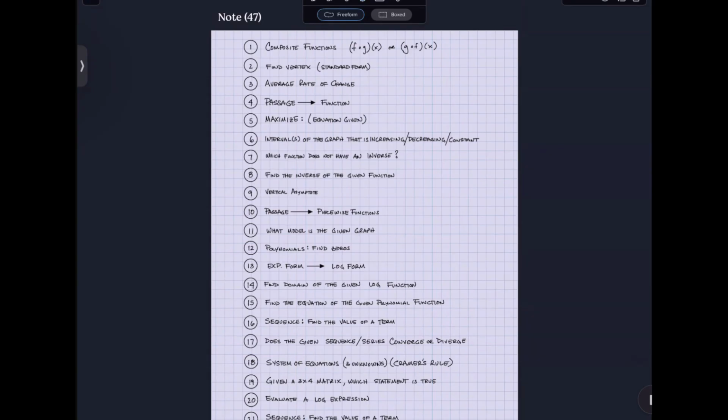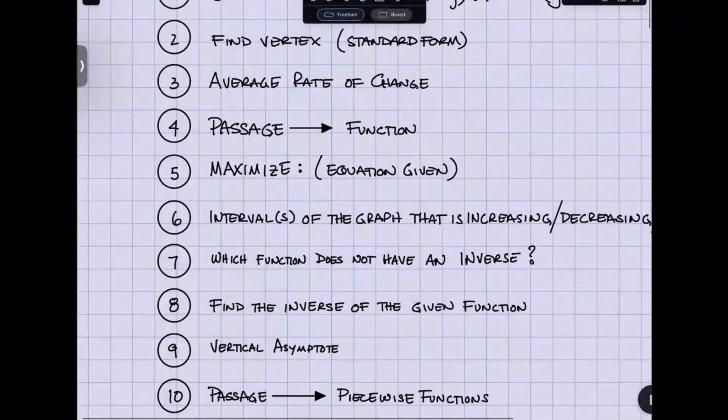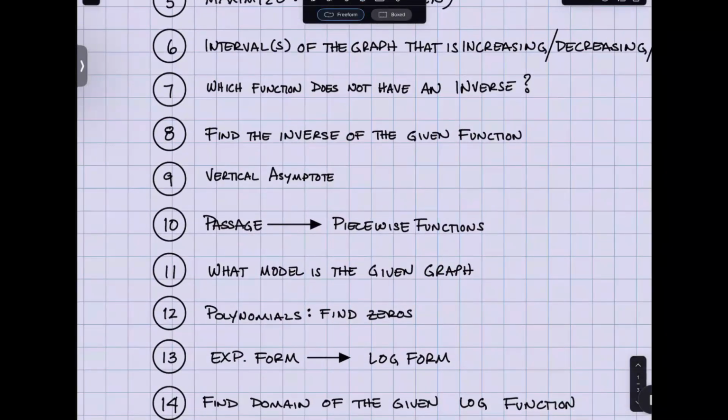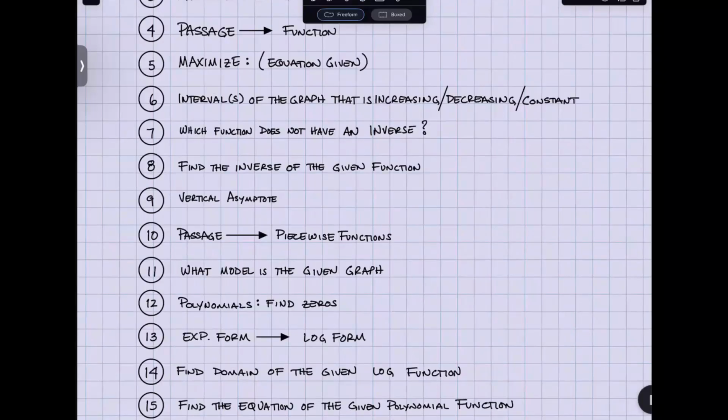Okay, so passage to function means that it's a word problem. You're going to read a passage, and then you have to create a function from that. Same thing with passage to piecewise, right? You're going to read a passage, quote unquote, a word problem, and then you're going to have to create the piecewise function or match up the piecewise function to it. I was wondering if someone was going to ask that question, because when I looked at it, I asked myself what the heck passage meant.